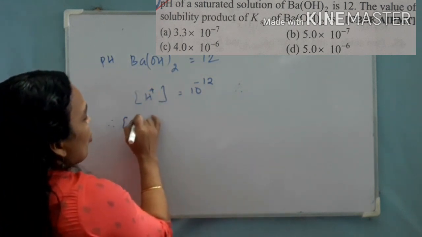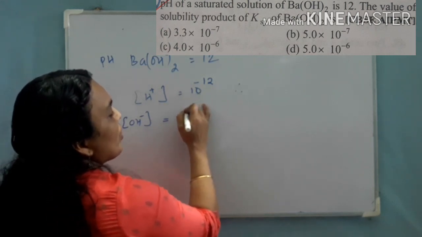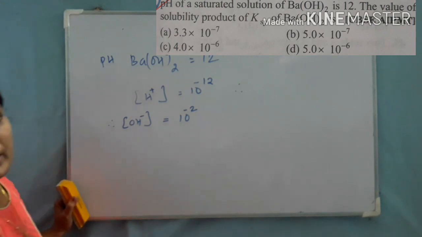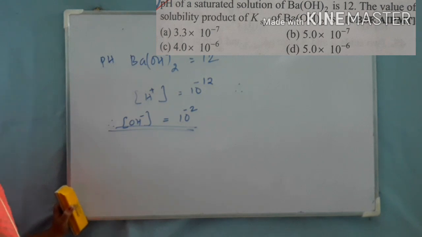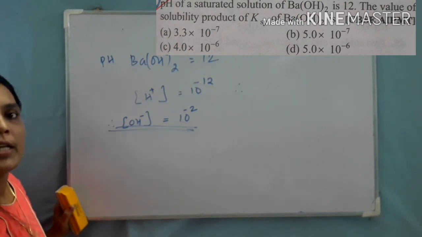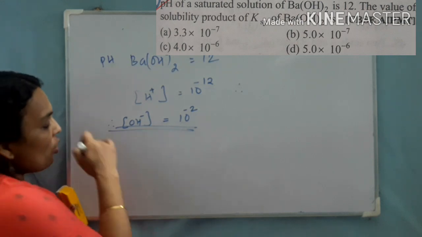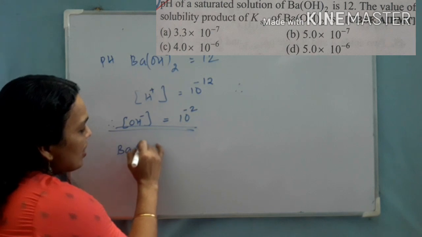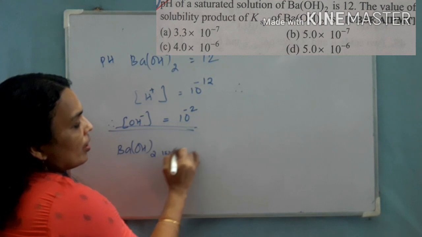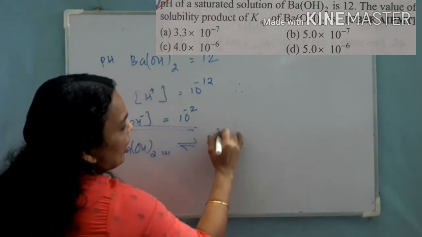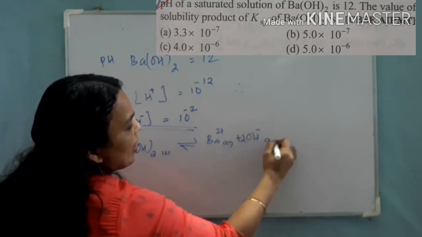Therefore the molar concentration of OH minus ion present in solution should be 10 raised to minus 14 divided by 10 raised to minus 12, that is equal to 10 raised to minus 2. That means in this barium hydroxide solution the total molar concentration of OH minus ion is equal to 10 raised to minus 2. Now come to the equation: barium hydroxide in saturated solution dissociates into Ba2 plus aqueous plus 2OH minus aqueous.